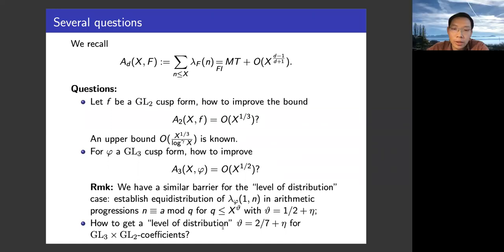And a similar question for the GL3 cross GL2 case: how to improve the level of distribution 2/7 by a little bit? We do not know that either.